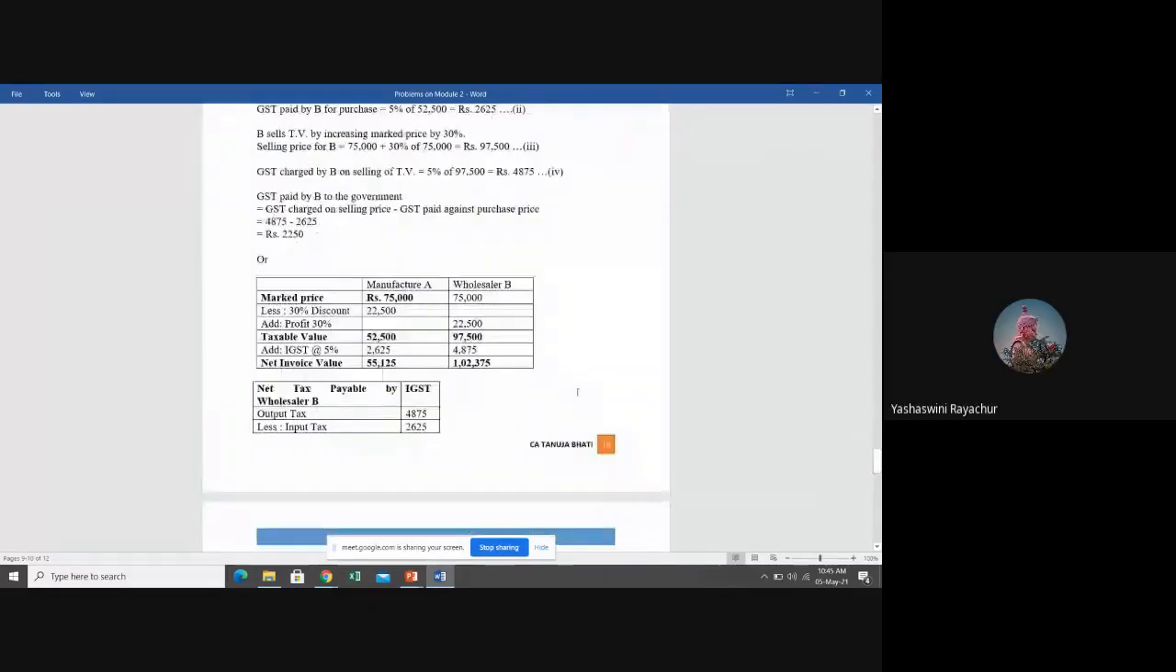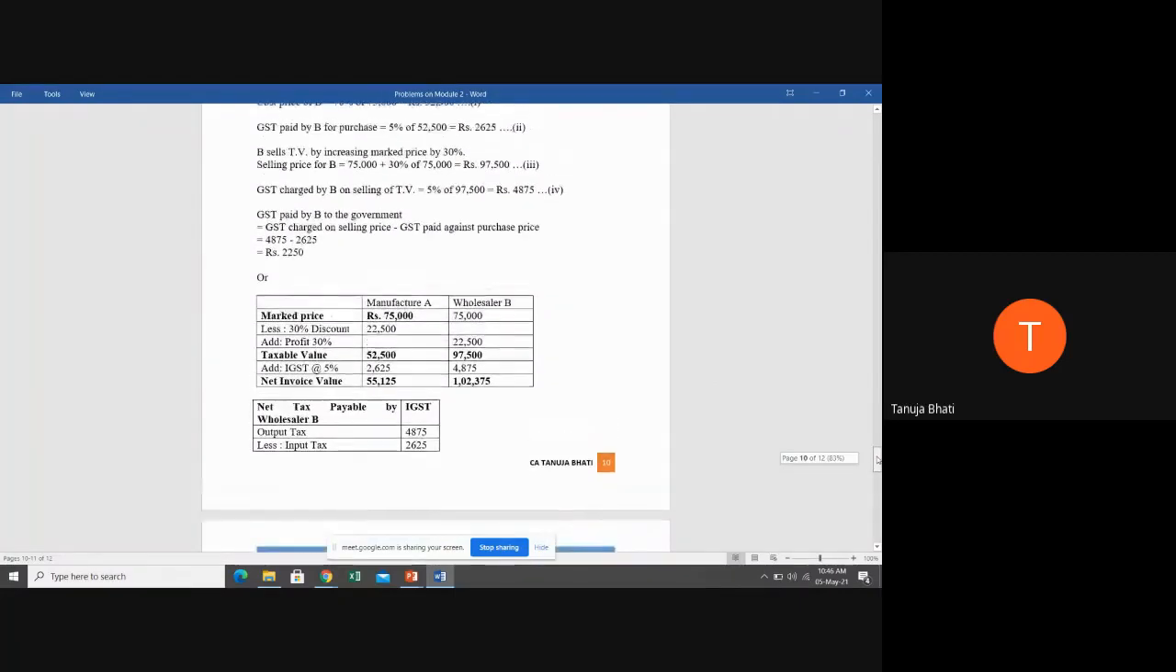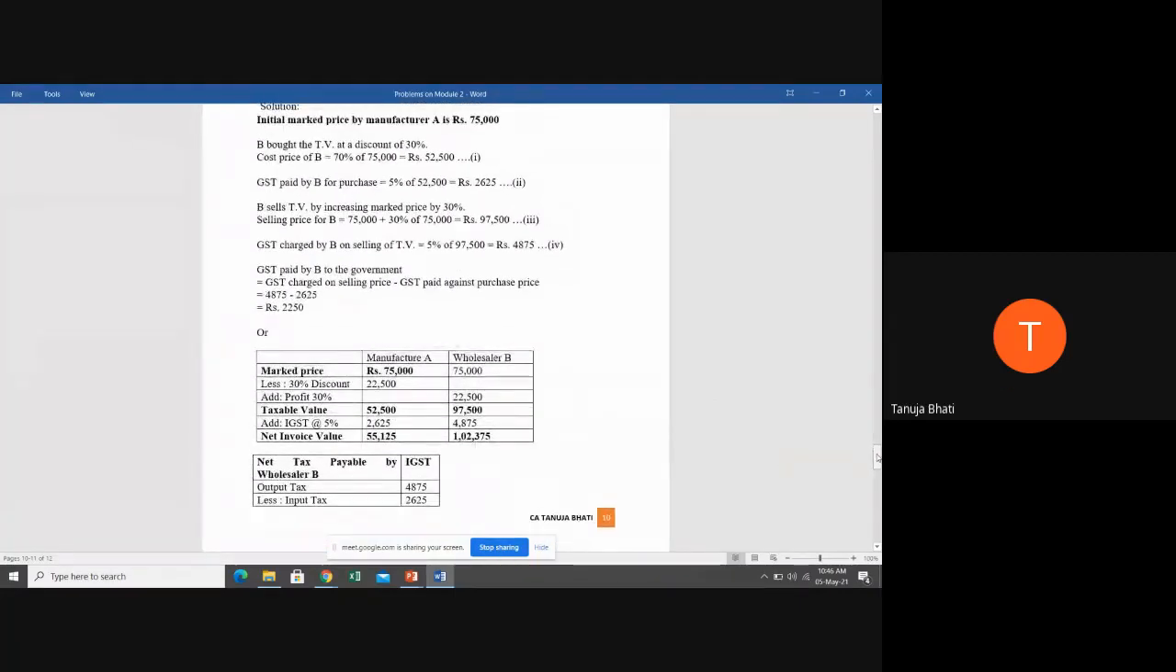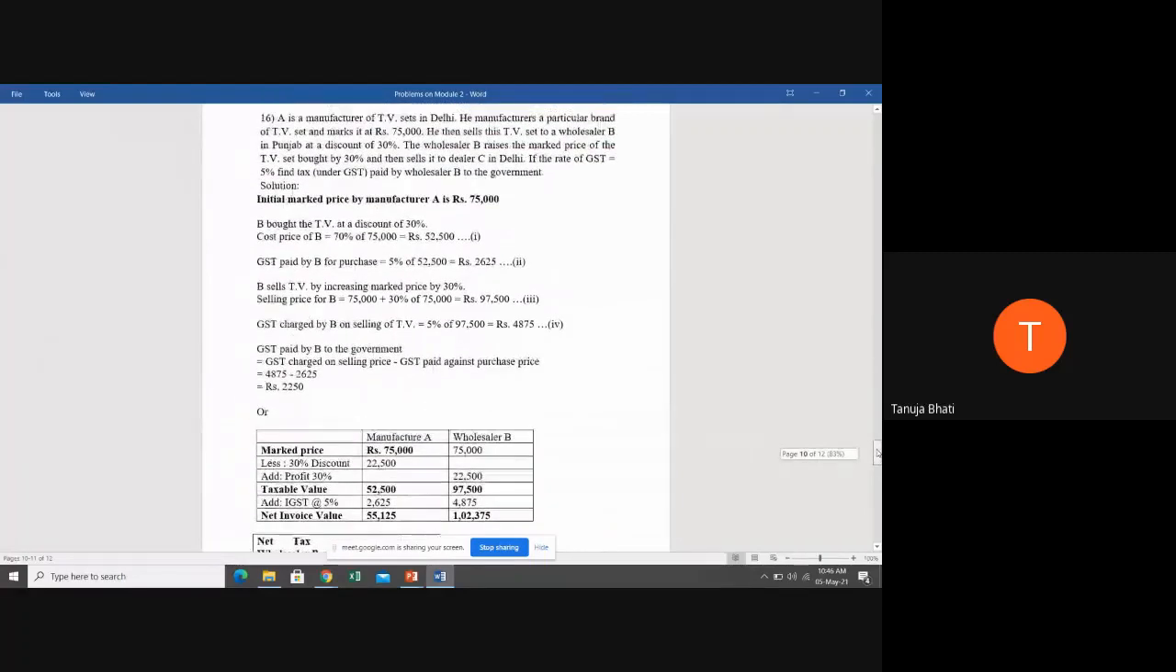Yes, ma'am. Everyone has got it? Again, you can show wholesaler B separately in one table, or club it in the same table itself. Is this clear, everyone? Except Yashaswini, only she is replying. Is this clear to the others?